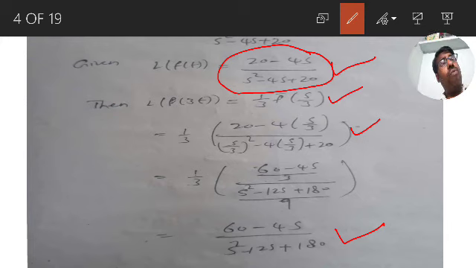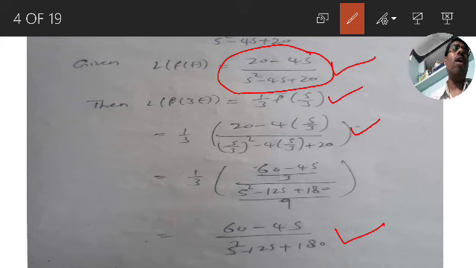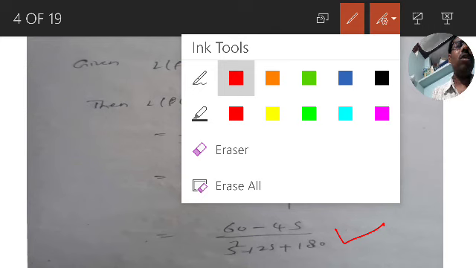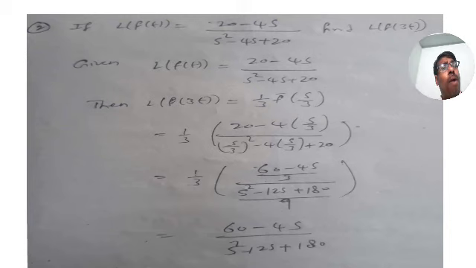Very easy. If you know the formula, that is the change of scale property, then it is very easy to solve the problem. Just in place of s, you have to write s by a, multiplied by 1 by the constant. So this is our second problem on change of scale property. All problems are of the same type, so there is no need for more problems on change of scale property.